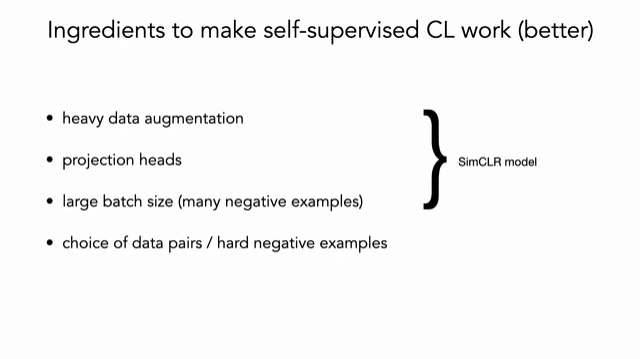And it turns out, for example, that these 4 things, really heavy data augmentation, right? Like not just simple stuff, doing really, really weird things to your inputs within reason. Having these projection heads, we'll talk about this in a second, having very large batch sizes, and selecting the correct data pairs and hard negative examples. These are really the ingredients that make this self-supervised contrastive learning work much better.